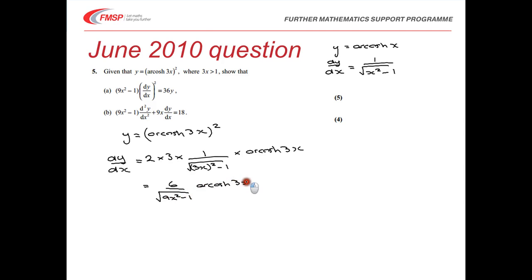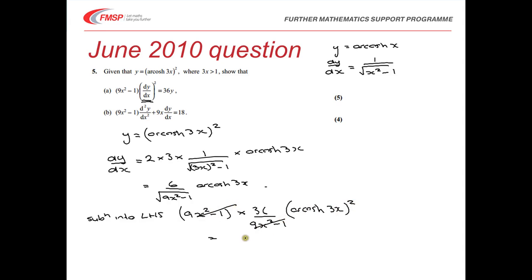Okay, so what I'm going to do next is substitute that into the left hand side as dy by dx there. So substitution of that into the left hand side in part A will give us 9x squared minus 1, and now we need to square this, so it'll be times 36, and we'll get a 9x squared minus 1 in the denominator, which should be helpful. Arc cosh of 3x and all squared. So we can cancel these bits, and we can actually see that what we've got there is 36 times the original function y, because y was arc cosh of 3x. And so that will conclude part A.